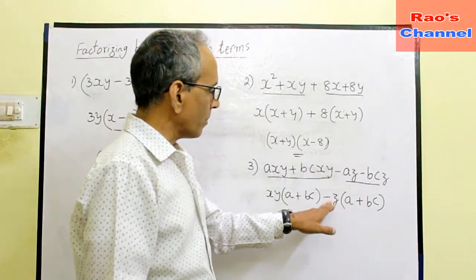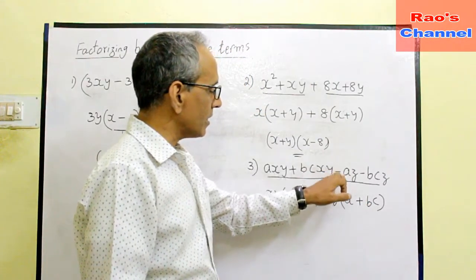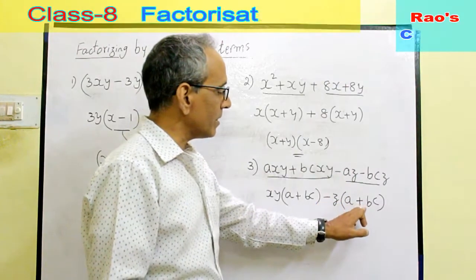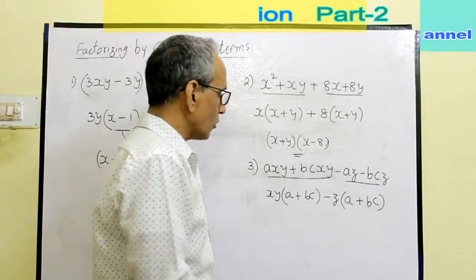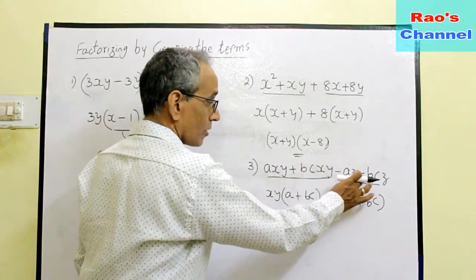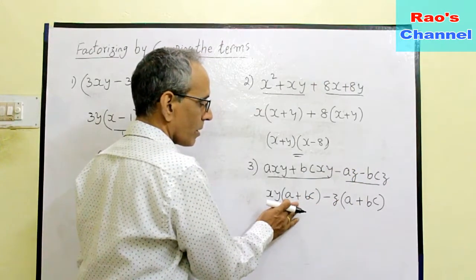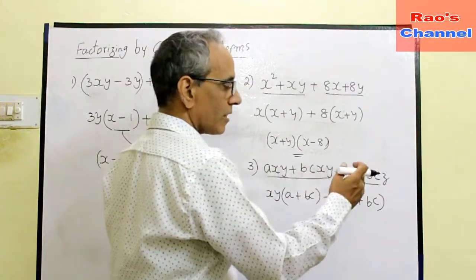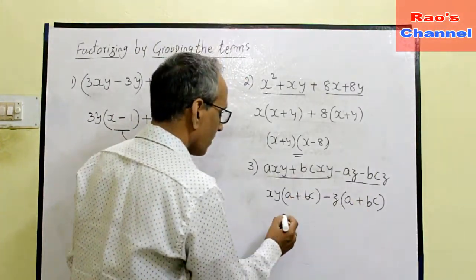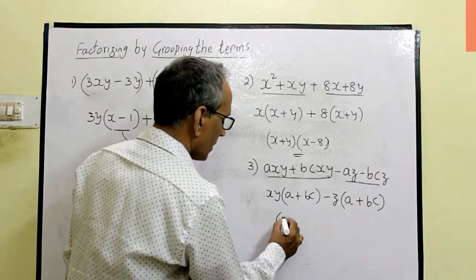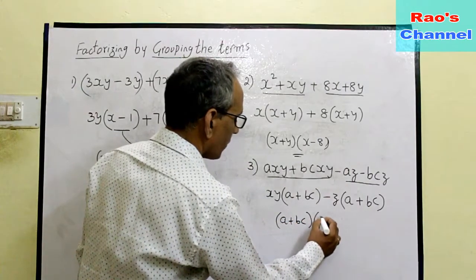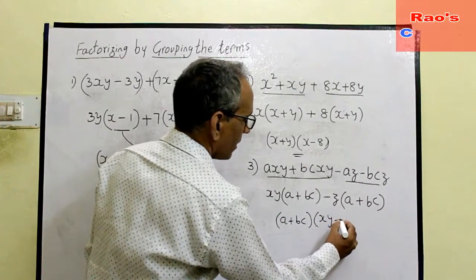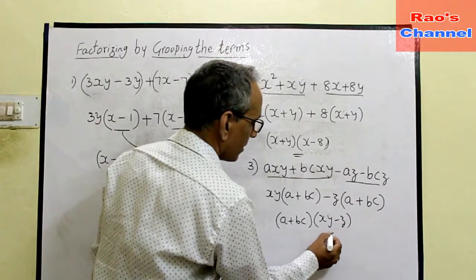Now check. Minus z of a is equal to minus az, minus z of plus bc is equal to minus bcz. Clearly factorizable. So without confusion, don't follow the signs here, follow the binomial. The same binomial you get in this bracket also. Now this is the common factor, that is a plus bc, of the non-common factors xy minus z.